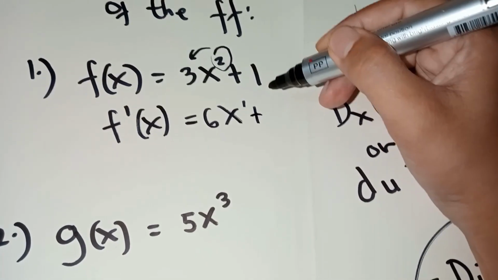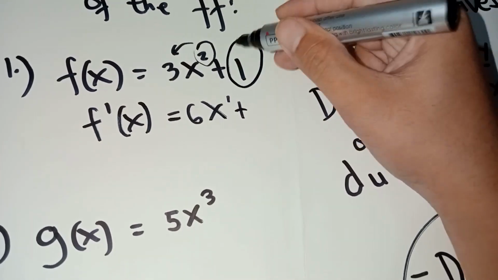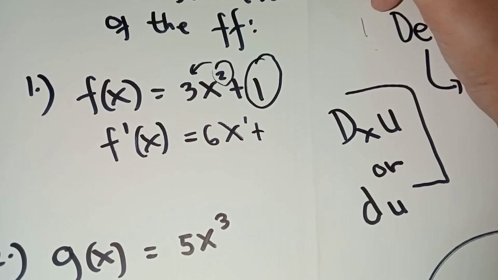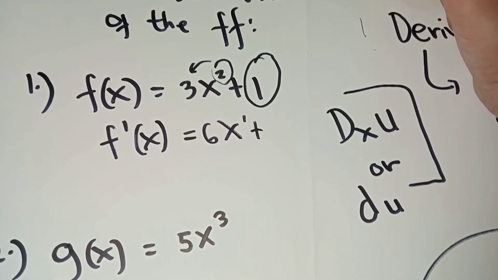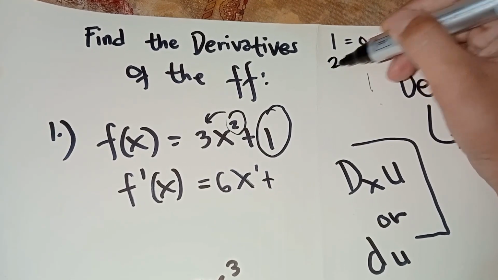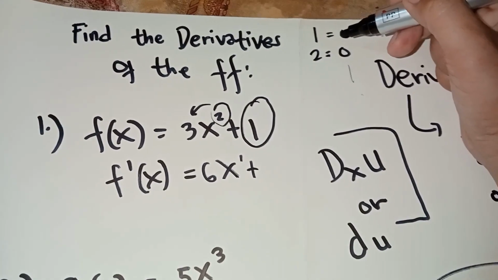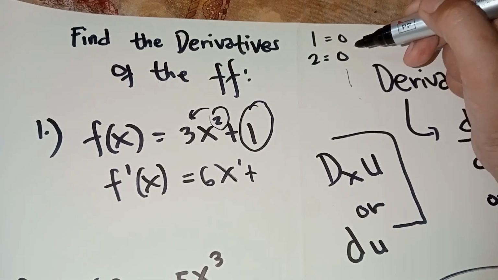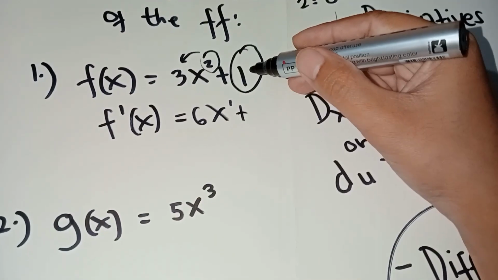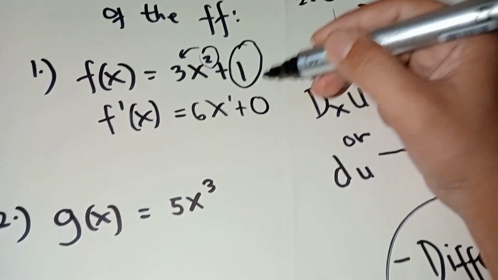Plus, what is the derivative of a constant function? The one without an x. When there is no x, like 1, what is the derivative of 1? That is 0. How about the derivative of 2? That is 0. When you see only a number with no variable, it means the derivative of that term is 0. Understood? Since there is no x, let us put 0.